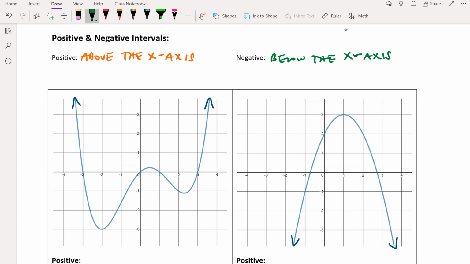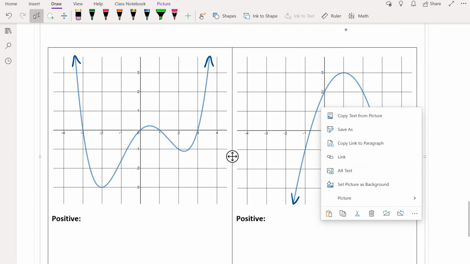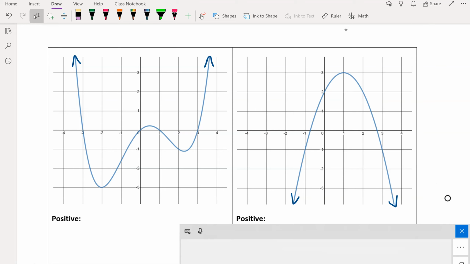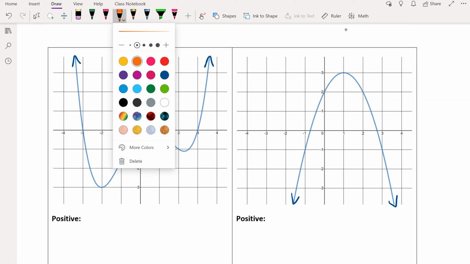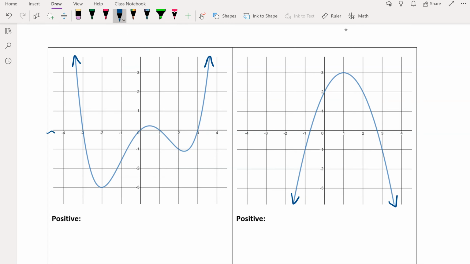So on this same graphs that we've been using, we're going to talk about where are we positive and where are we negative. Okay, positive is when you're above the x-axis. If we're going to use the same analogy, the fish, think of this as water. Positive is when you're up in the air. Your fish is up in the air. Negative is when you're down underwater.